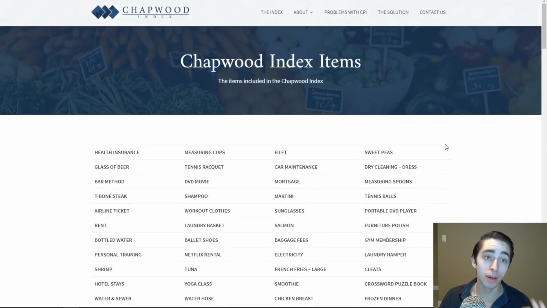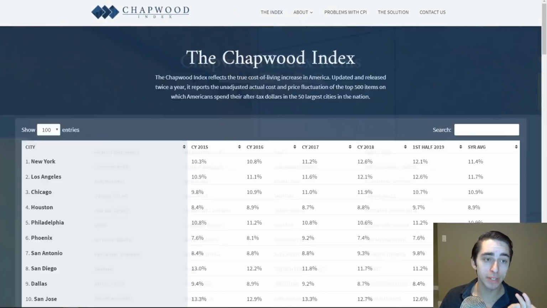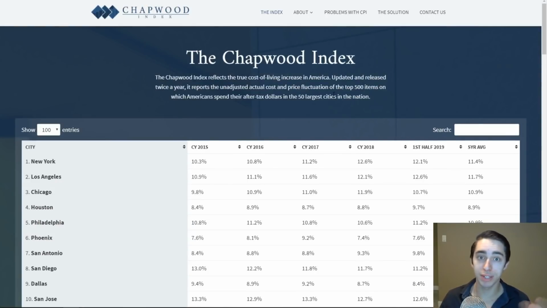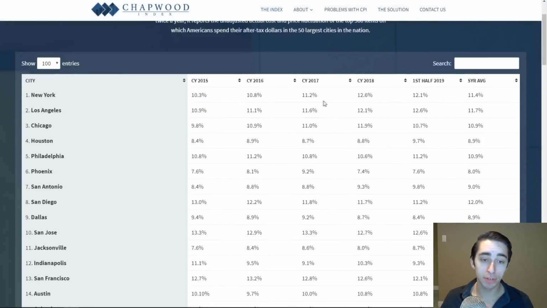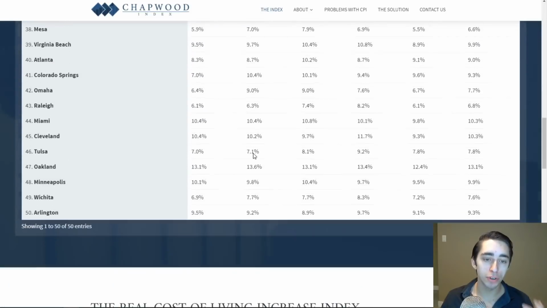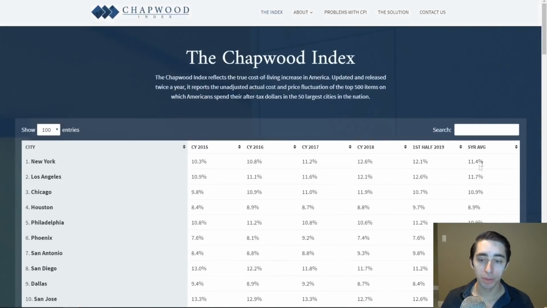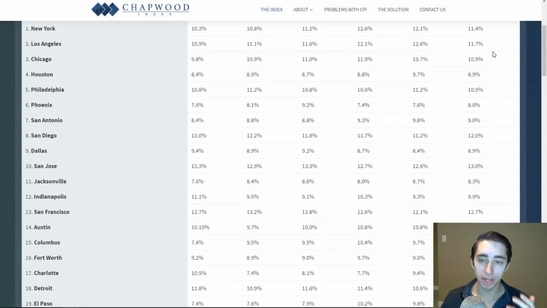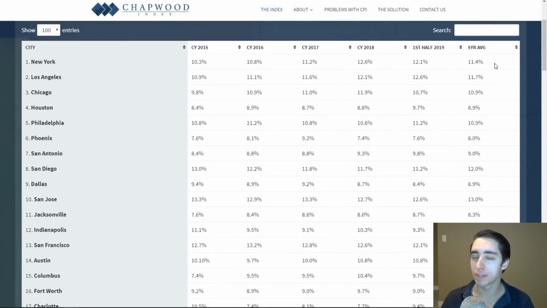But not just that, we actually get to go a little deeper, and we can see on a per city basis where the Chaplet Index is fluctuating, how much inflation or cost increase we are seeing between these different cities and in different years. We can see from 2015 to 2016 to 2017 to 2018 a range of anywhere from around 7 to 13% in some of these cities, with a 5-year average on the right, where again we still see that rate between 7 and 13%.